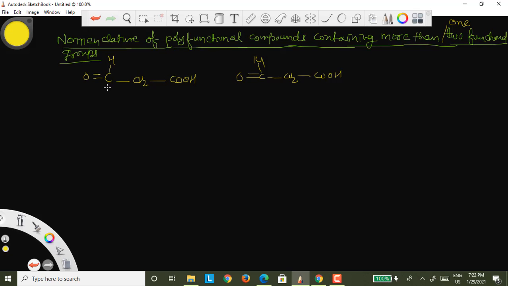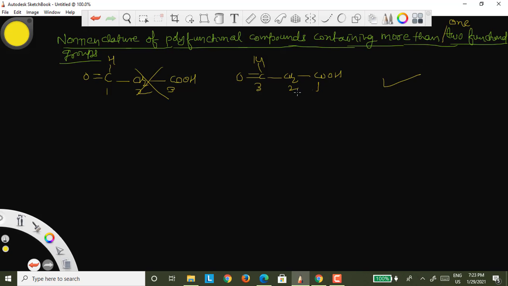So if we give numbers 1, 2, 3, then this is 3 coming. So if the priority of ketone is more, then this way the number is coming. But the priority of carboxylic acid is more, so 1, 2, 3 this way it will be naming. But there is a priority order. I already told you COOH has the highest priority. So this is wrong, and this would be correct.